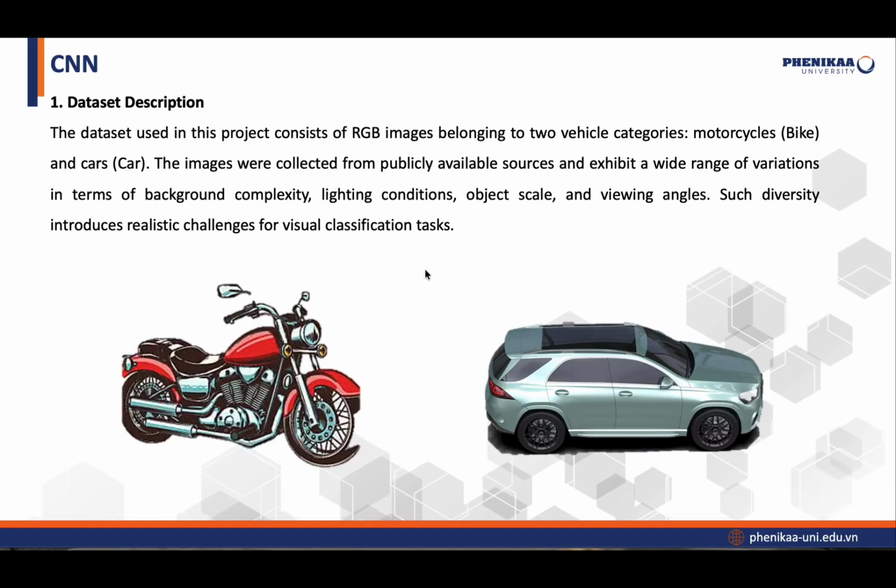In part 1, dataset description. The dataset used in this project consists of RGB images belonging to two vehicle categories, motorbike and car. The images were collected from publicly available sources and exhibit a wide range of variation in terms of background complexity, lighting condition, object scale, and viewing angle. This diversity introduces related challenges for visual classification.